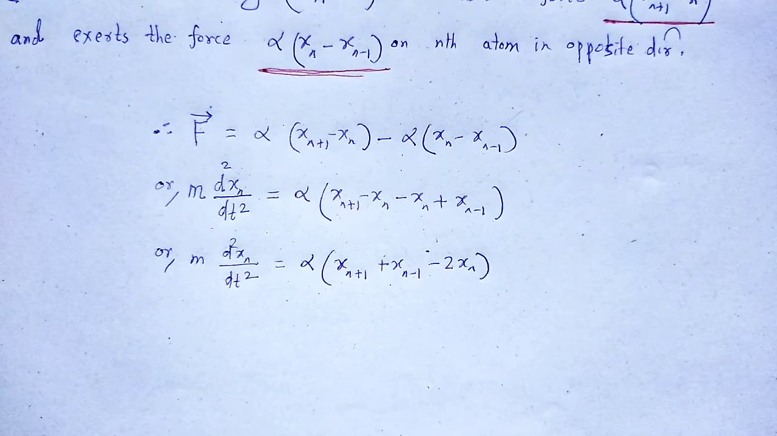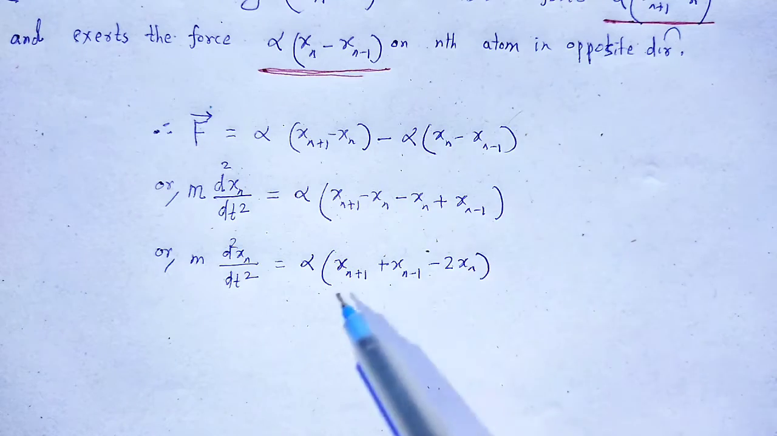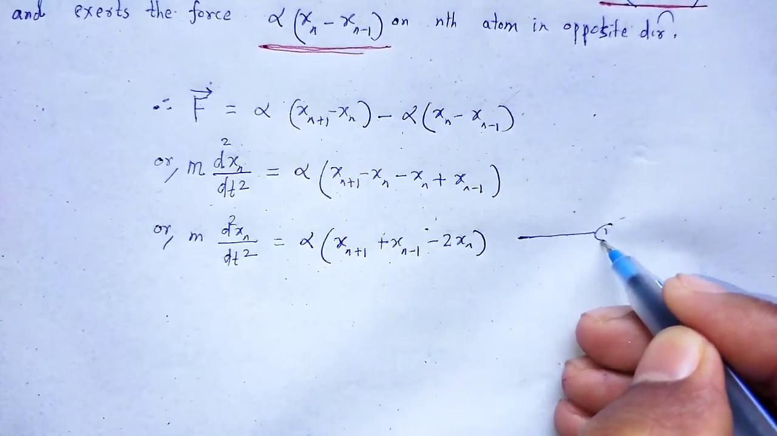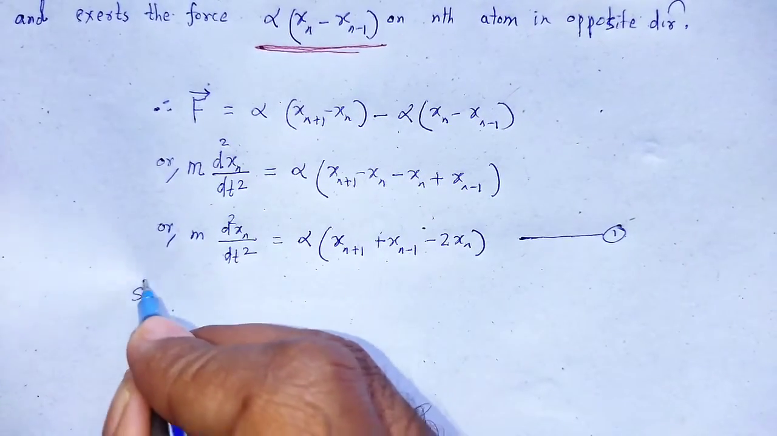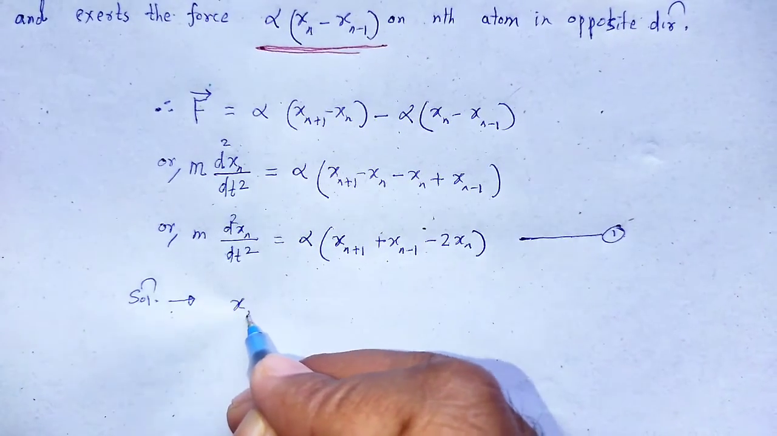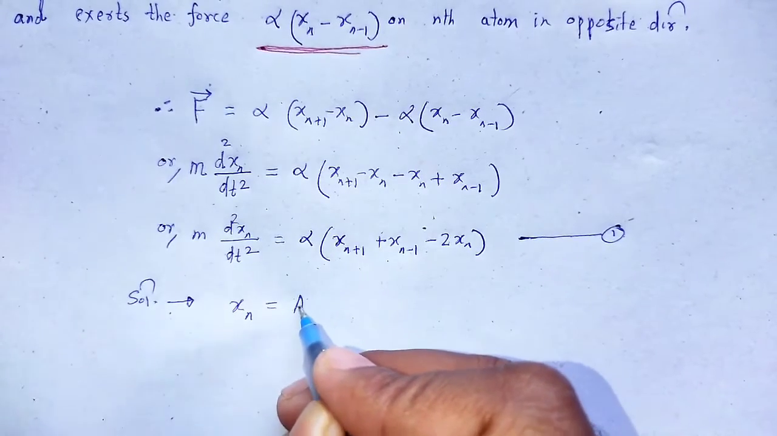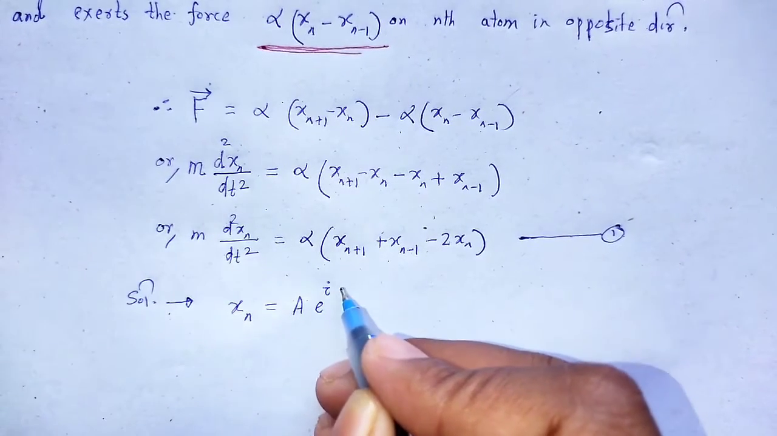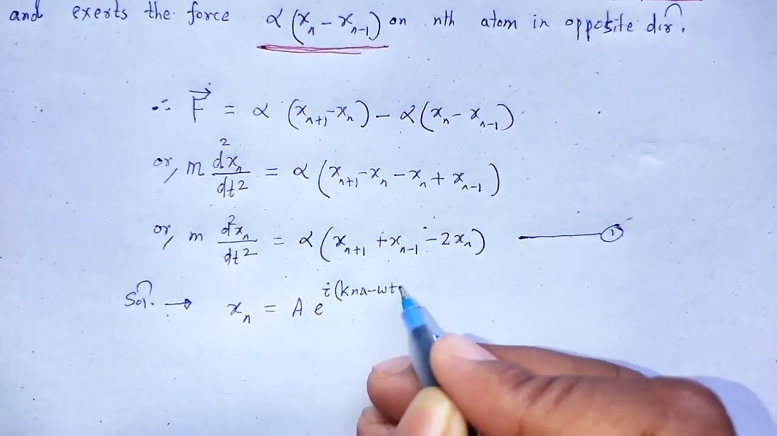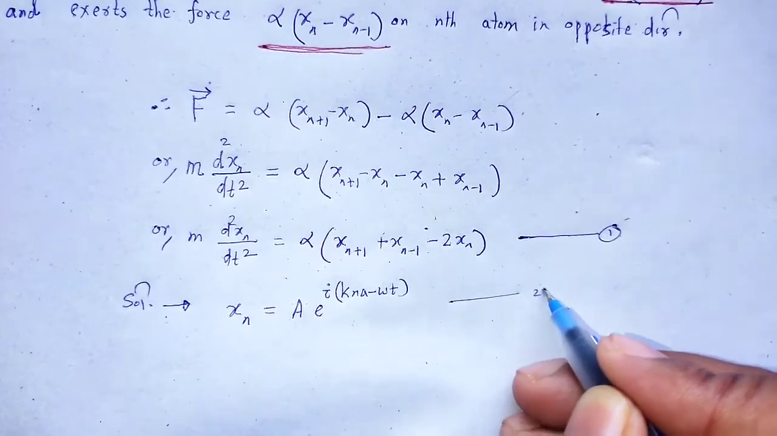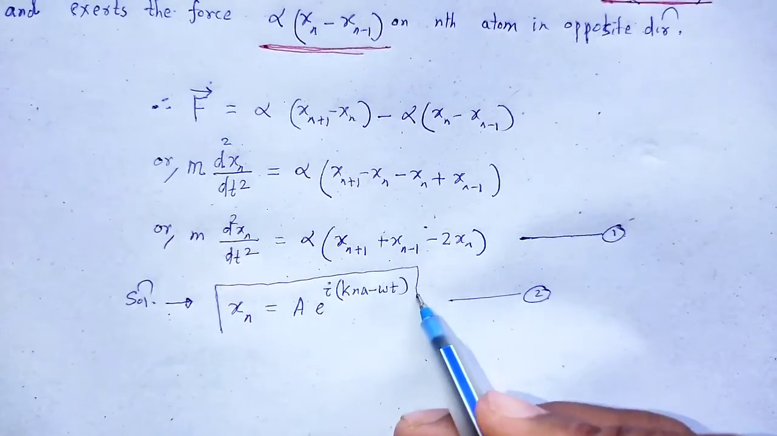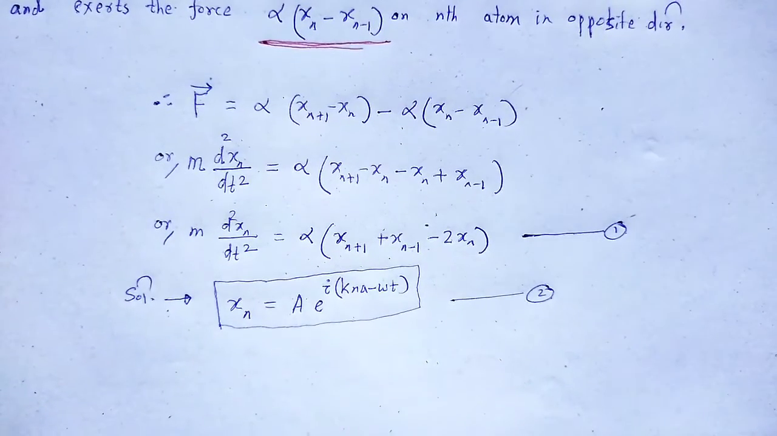This is a kind of differential equation. So, the solution of that kind of differential equation is x_n equal to A e to the power i(k n a minus omega t). That be the solution of this differential equation.